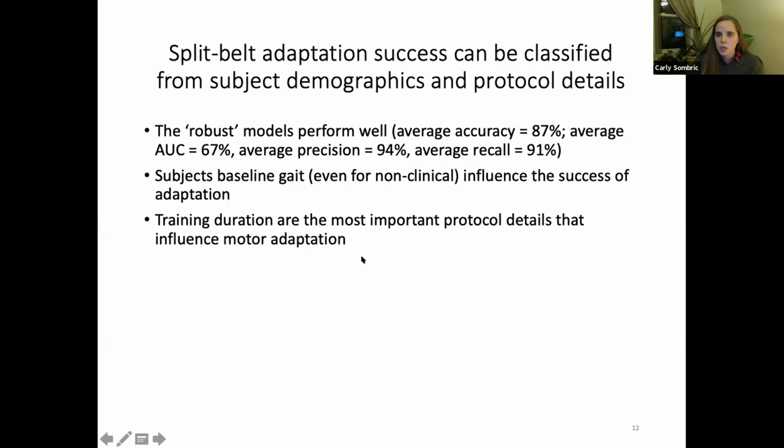We also see that the duration is occasionally a very important parameter, and this specifically means that if you train more, you're more likely to have a successful outcome, which I think is quite intuitive.